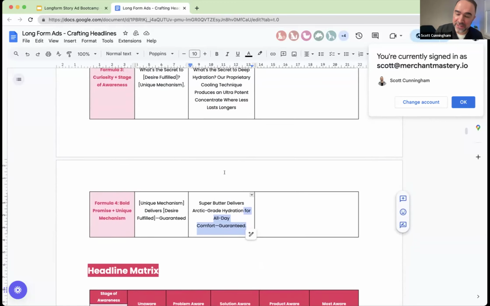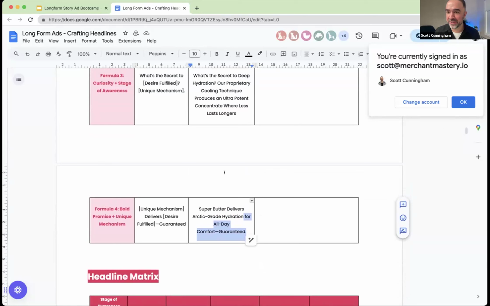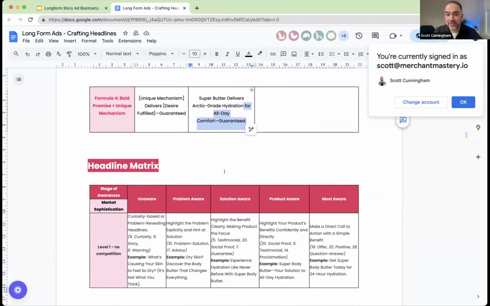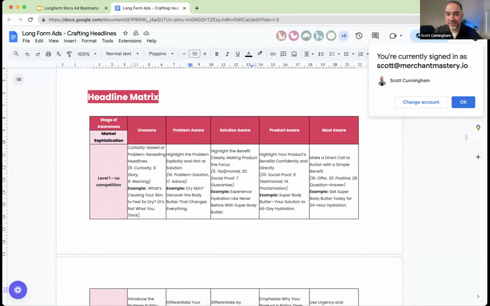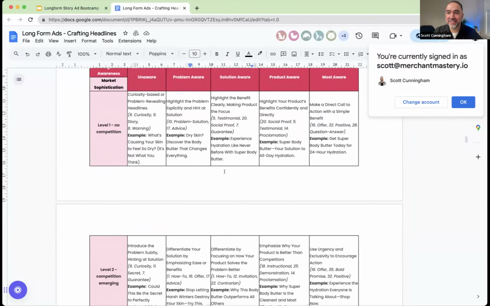All right, so now here's the roller coaster part of the conversation. I have a headline matrix that I'm going to introduce you to. This is pretty next level. This is where the two things intersect. So far we were isolating them, treating them on their own: stage of awareness, market sophistication, unique mechanism. Now we're going to integrate the three to meet the customer where they're at.